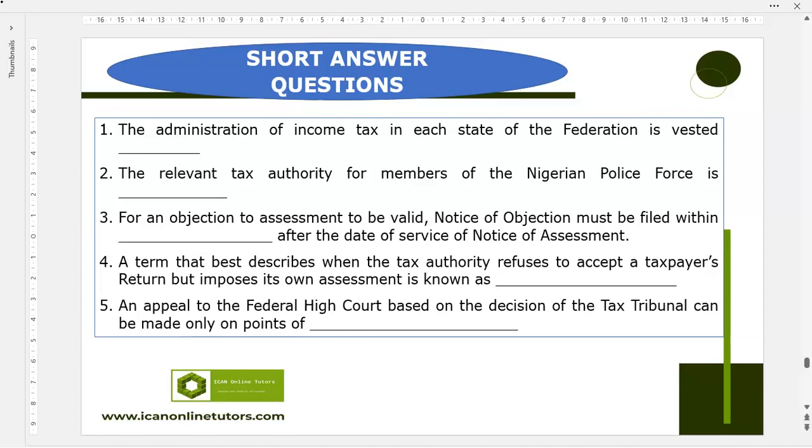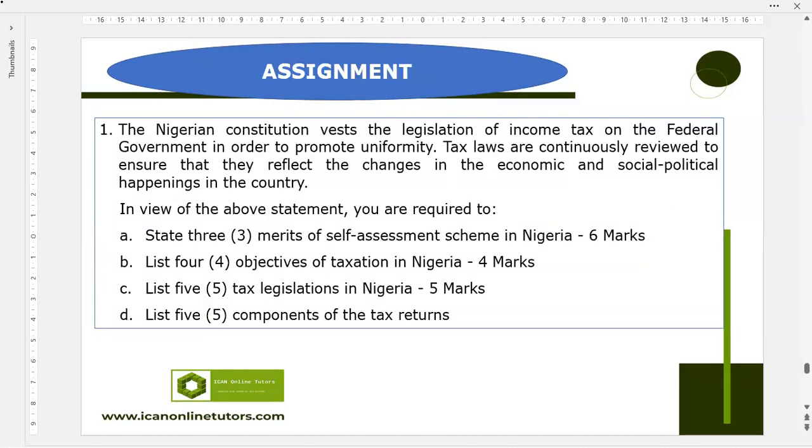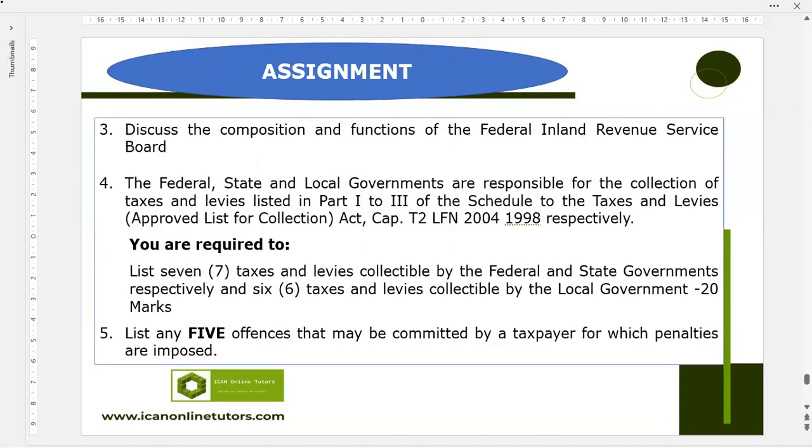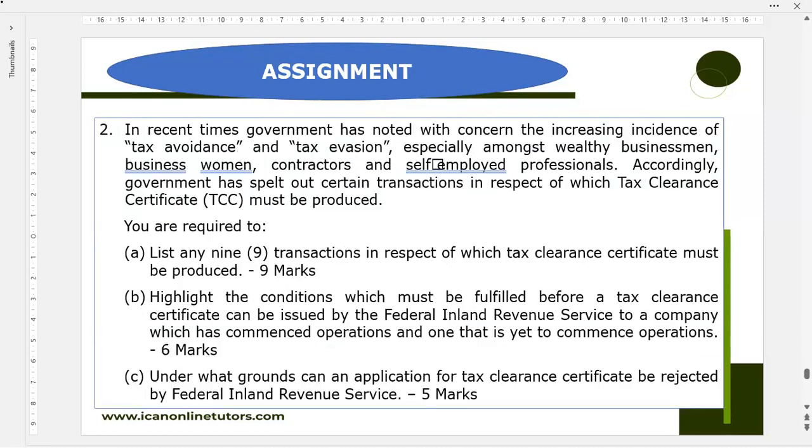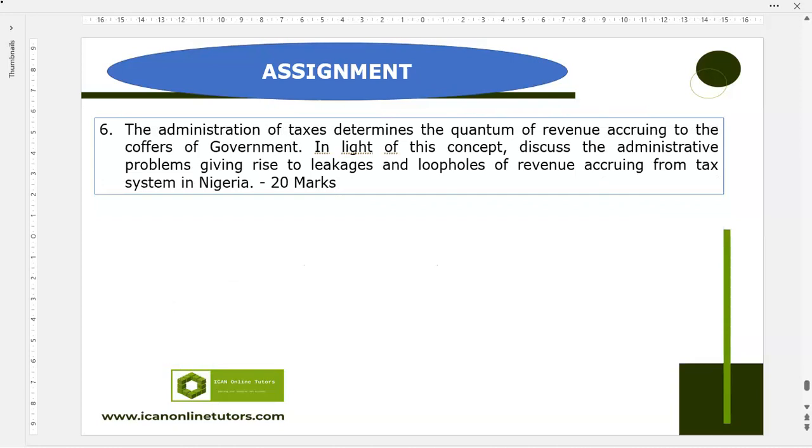Okay, so I have some short answer questions for you guys. I want you to answer them, but it will not be in this class. So answer them and send them to me via WhatsApp, as well as the following assignments. Please do take your time to attempt these assignments as they get you prepared for the coming exams.